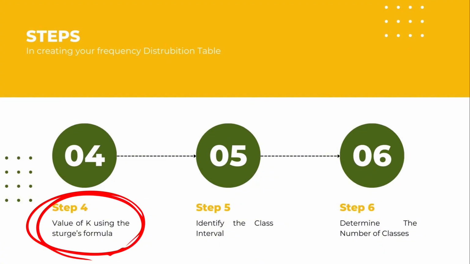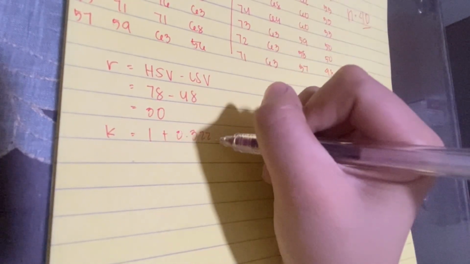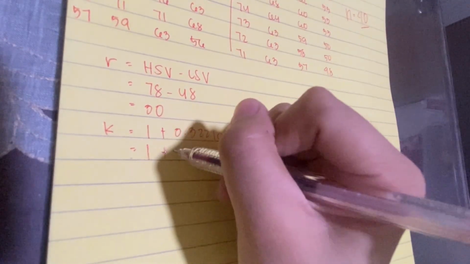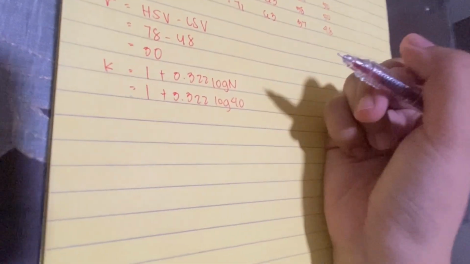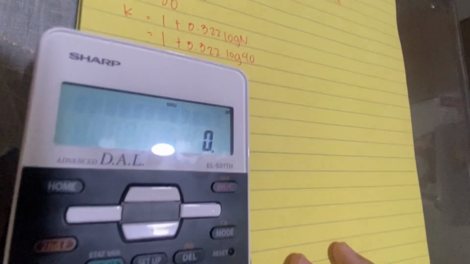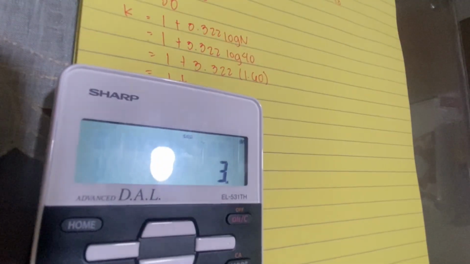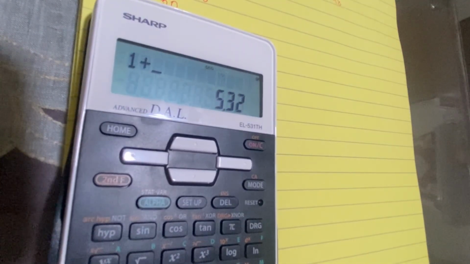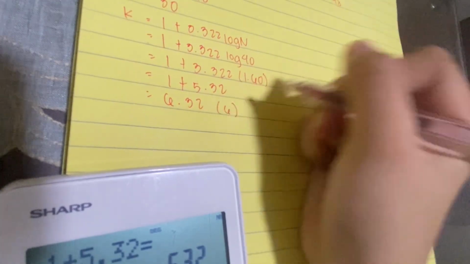For step number 4, we calculate the k, which represents the number of classes. To do this, we will use Sturges' rule. The formula is 1 plus 3.322 log n. The n is the total number of data points. First, take the logarithm of n, then multiply it by 3.322 and finally add 1 to get the value of k. And our value of k is going to be 6.32 or 6.